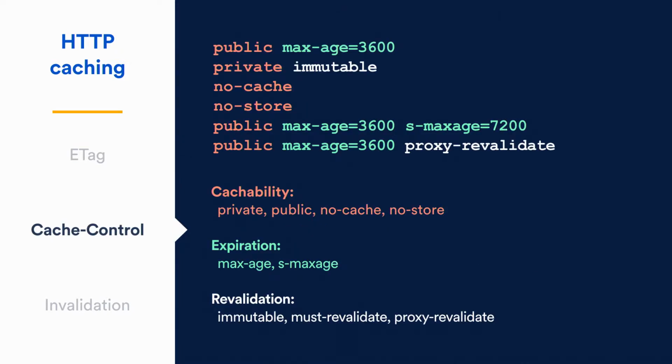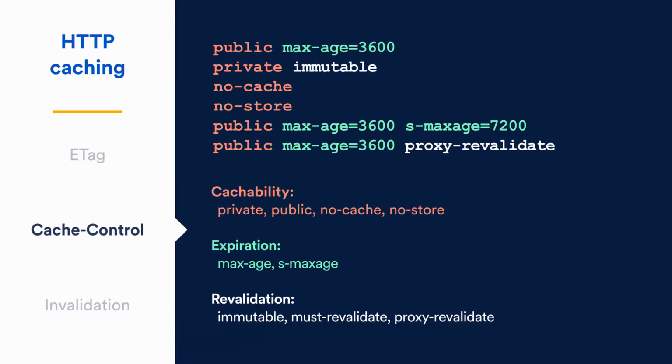The cache control header, as its name indicates, allows you to control the cache, and it consists of optional directives that can be divided into 3 main categories: cacheability directives, expiration directives, and revalidation directives. So cacheability directives consist of private, which means that the asset can be cached only in the browser.